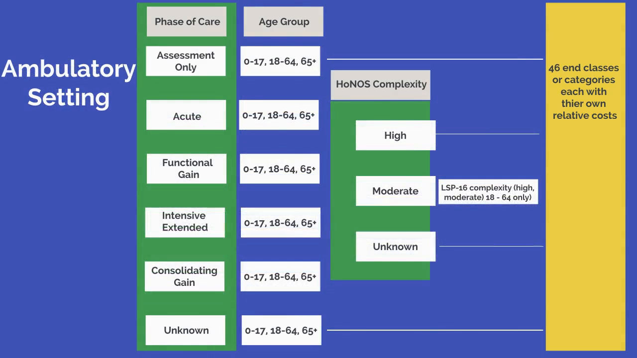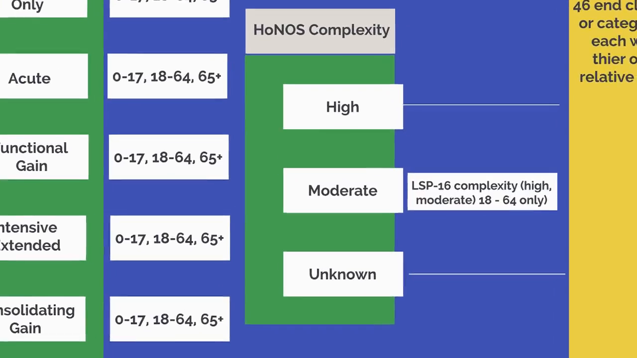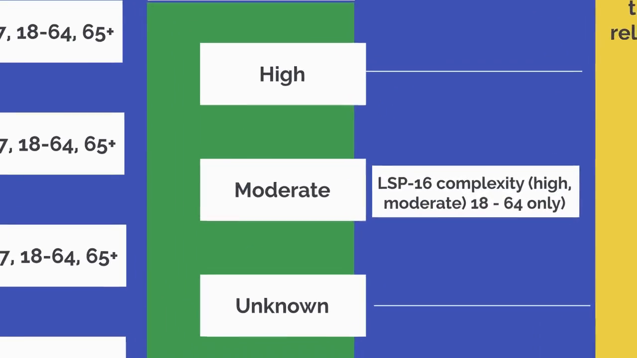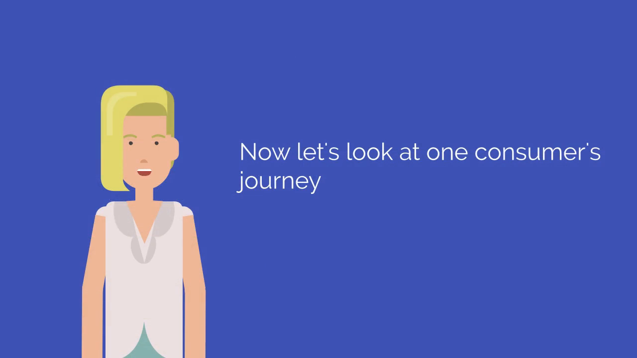In the ambulatory or community setting, the classification is a little different. There are 46 categories based on mental health phase of care, age group and HONOS complexity, while the LSP-16 is used to discriminate between groups of adults with high and moderate levels of LSP complexity. Now let's look at one consumer's journey.